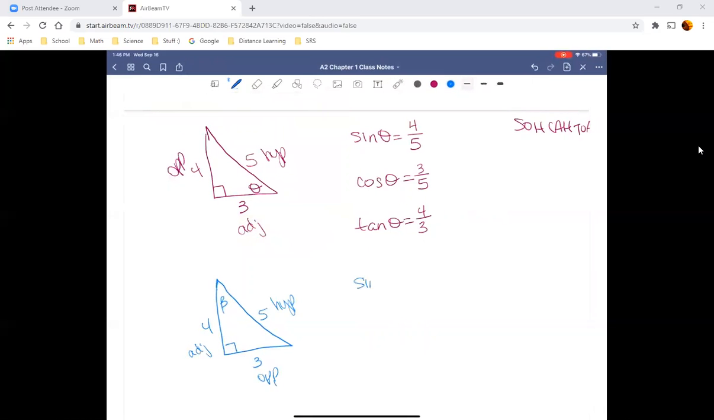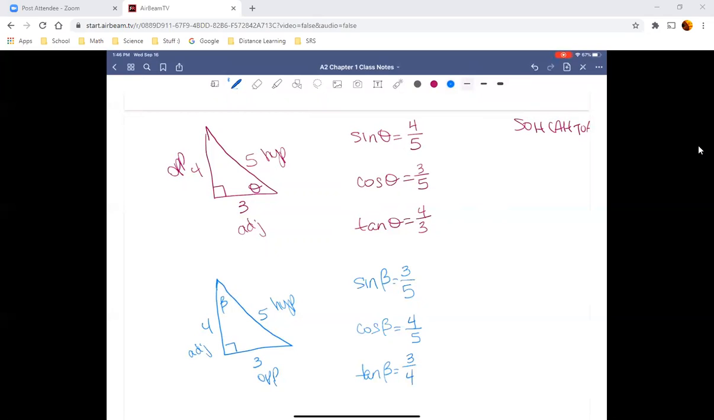So now if I go through sine of beta, right? Sine is now going to be opposite over hypotenuse. What's opposite? Yep. And what's hypotenuse? 5, right? What's cosine of beta going to equal? Yep. And tangent of beta, right, yep. And tangent of beta is going to be 3 over 4, 3 over 4, right?